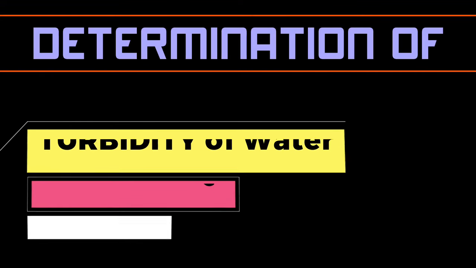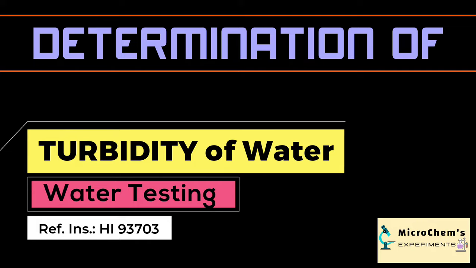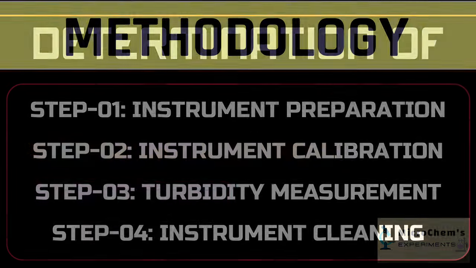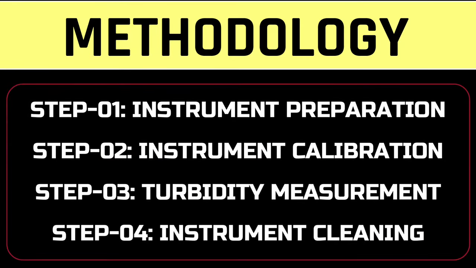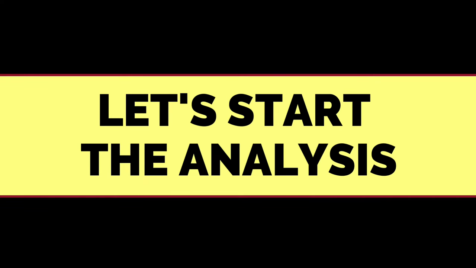Hello viewers, today we are going to show a very important and simple test for water samples. This test we are talking about is the determination of turbidity. Welcome to Microchem's experiments. This method involves four steps such as instrument preparation and calibration, turbidity measurement and instrument cleaning. To conduct this experiment, we need only a turbidity meter. Let's start the analysis.